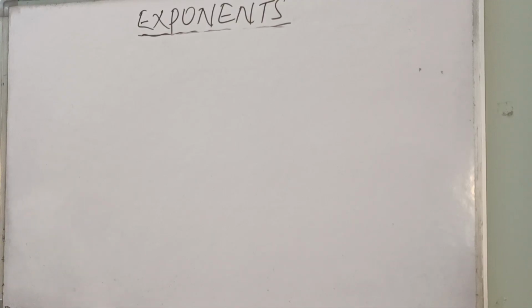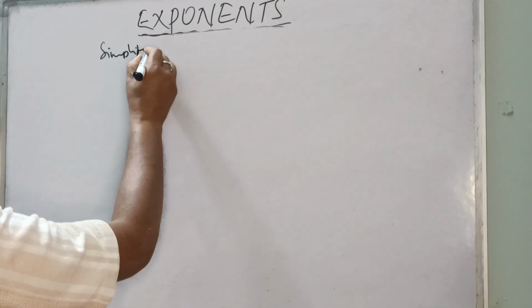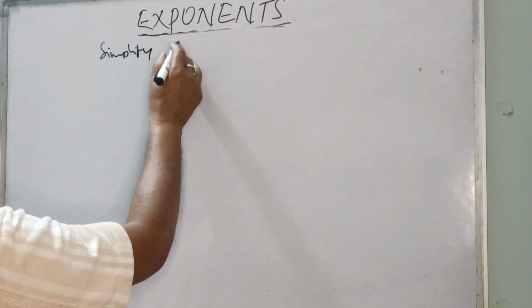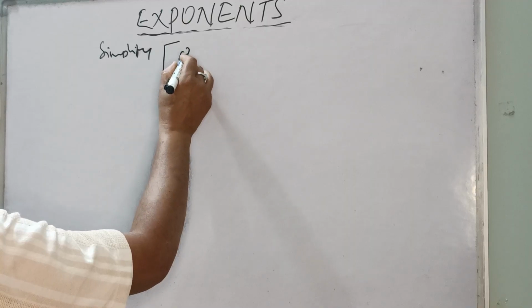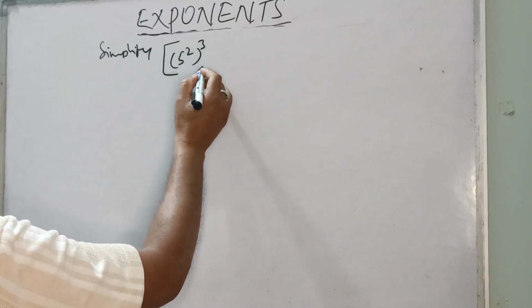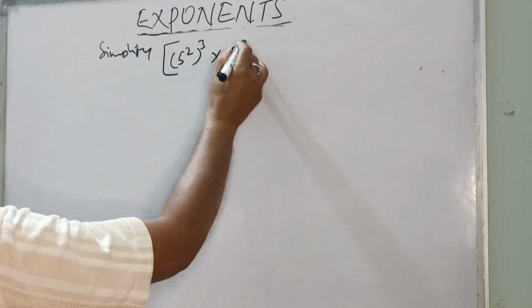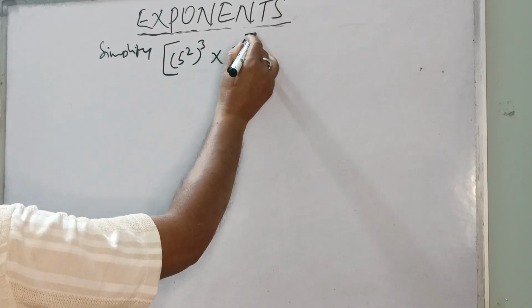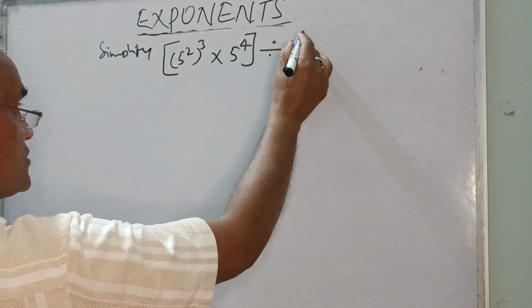So there is one very important question that I am going to take. Simplify. The question is: a big bracket, 5 power 2, and here it is 3, and again multiply, it is 5 to the power 4, the bracket is closed, and it is divided by 5 to the power 7.